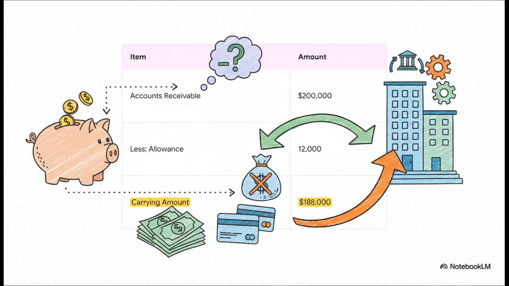So how does this allowance account actually work? It's what we call a contra asset. It's an asset account, but it has a credit balance, so it works against the main asset. On the statement of financial position, you'd see the total accounts receivable, $200,000 in this case. Then, right underneath, we subtract that allowance of $12,000. And that result, the $188,000, that's the carrying amount. It's the company's best, most realistic guess of the cash it's actually going to collect.